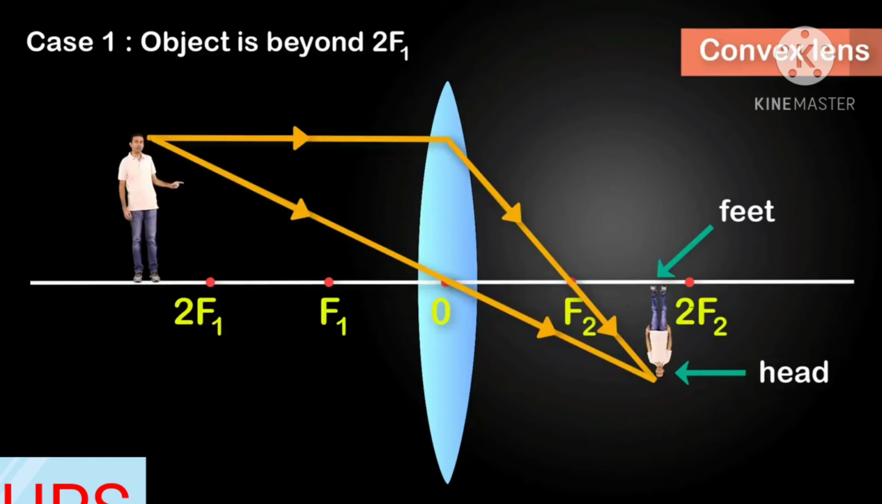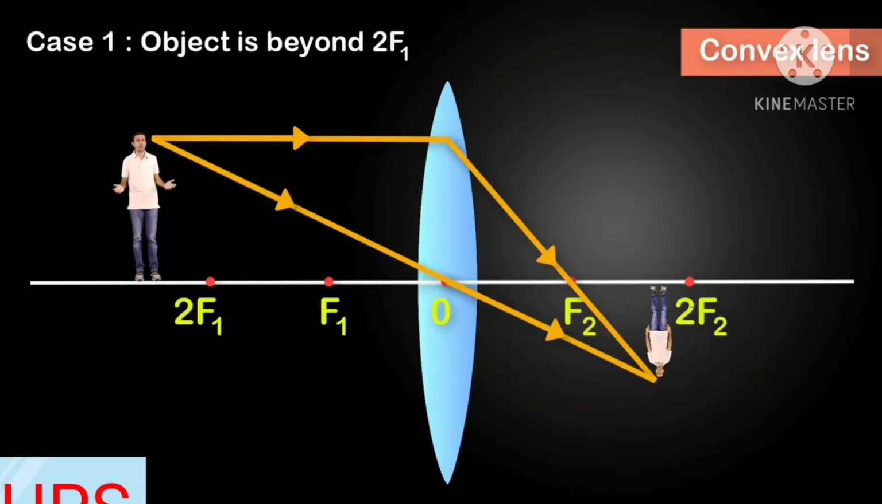Then what are the properties of the image here? Yes, that's right. The image is real and inverted. It's diminished, and as you can see, the image is formed between F2 and 2F2.